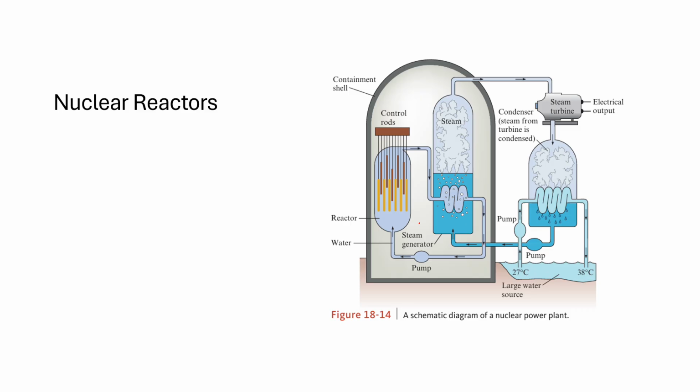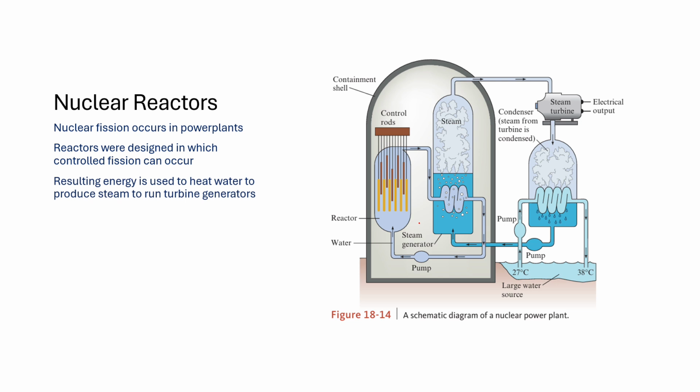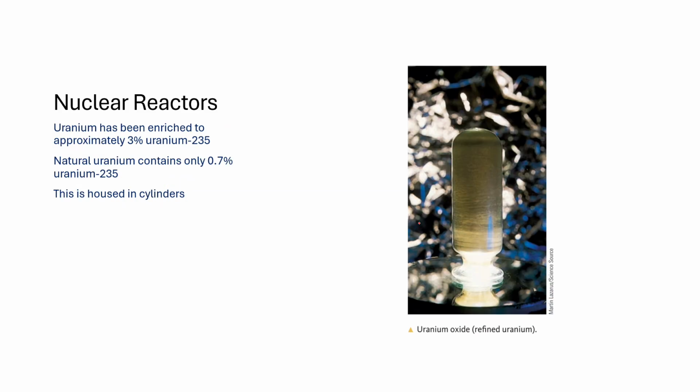We also use the same principle right now in nuclear reactors. What happens in nuclear power plants is fission. The reactors are designed so that controlled fission can occur, and the resulting energy is used to heat water to produce steam to run turbine generators. You have uranium oxide or refined uranium, and you place it in the cylinder. The uranium has been enriched to approximately 3% uranium-235, which is very different from naturally occurring uranium, because natural uranium only contains 0.7%.